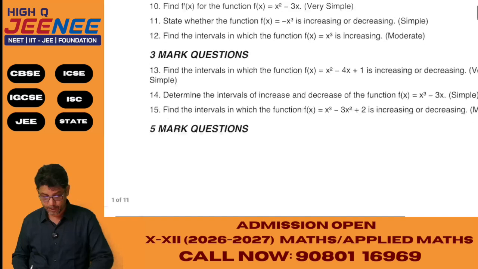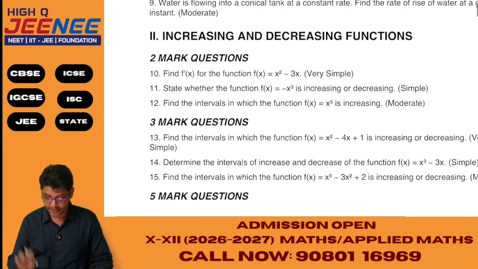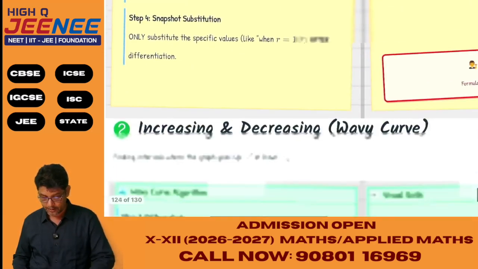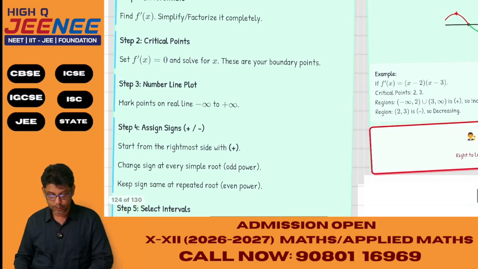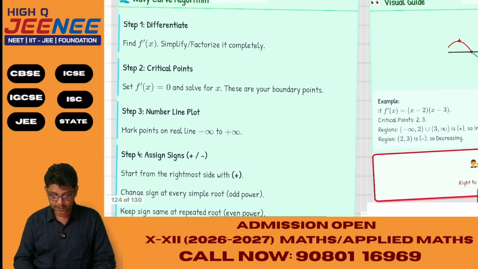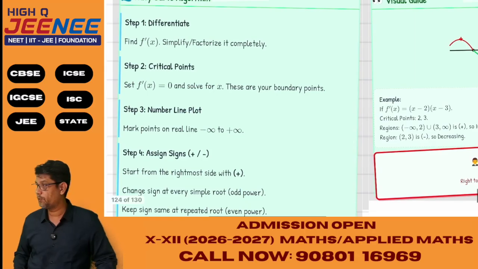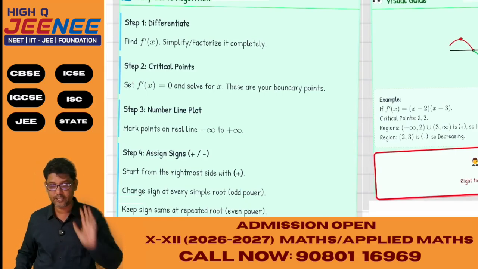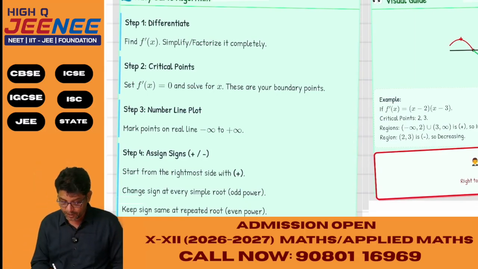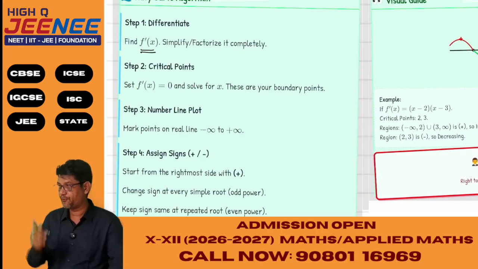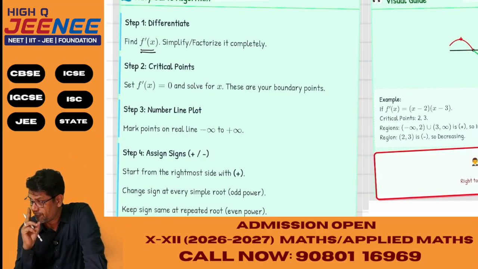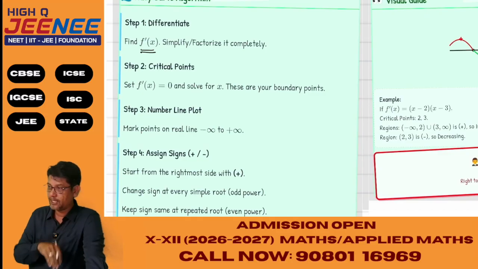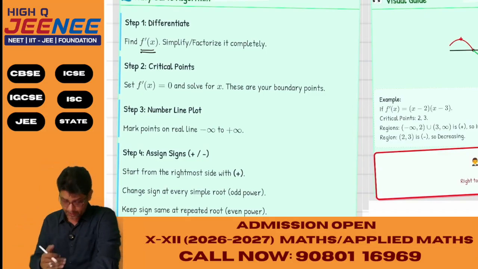Next, we'll start with increasing and decreasing order. See, first we need to find out f of x. First step is to identify f of x. Second is to find f dash of x. Here I said step 1 and then it is step 2, okay. So now let us go along with the flow.